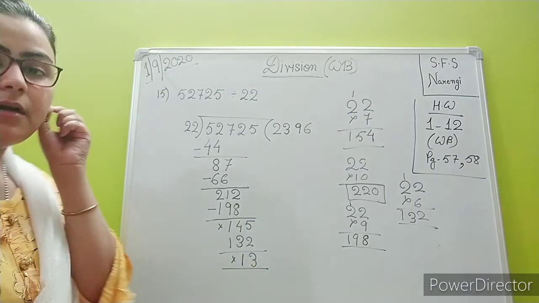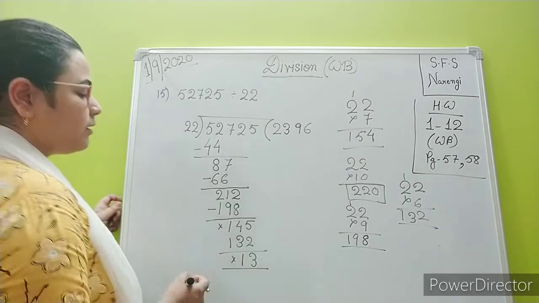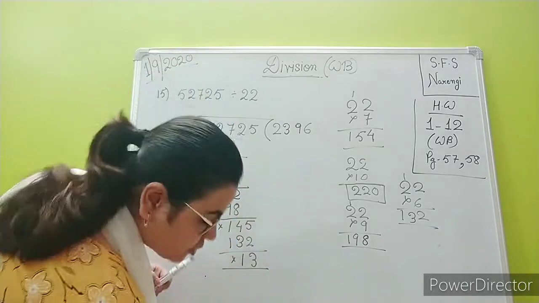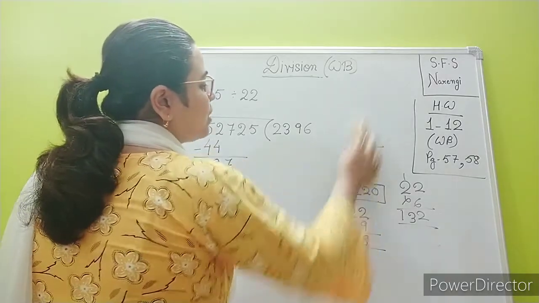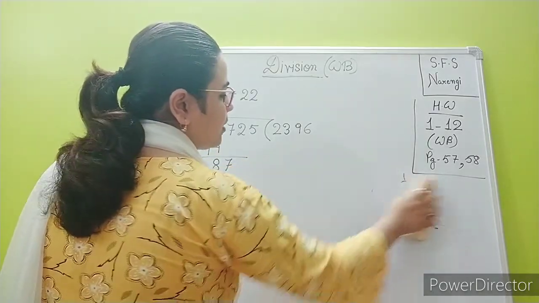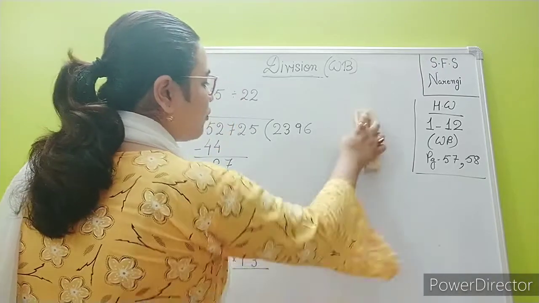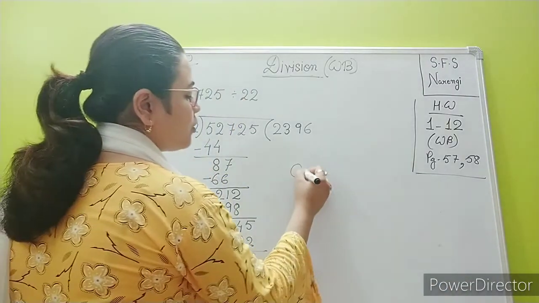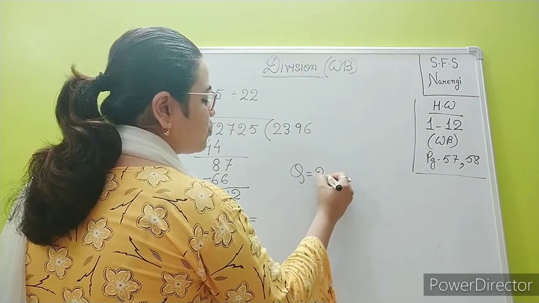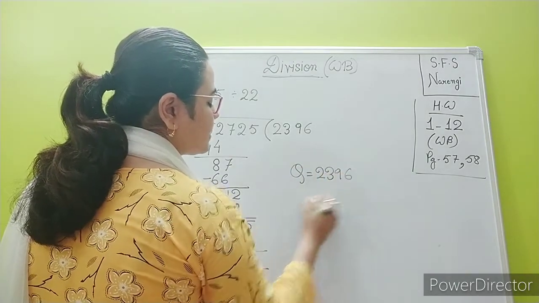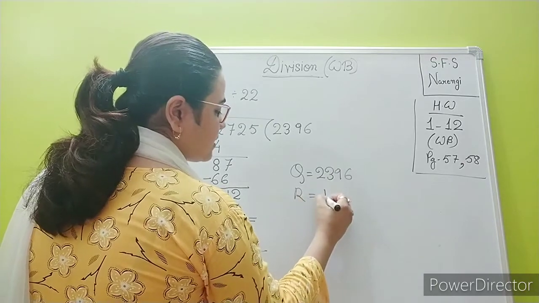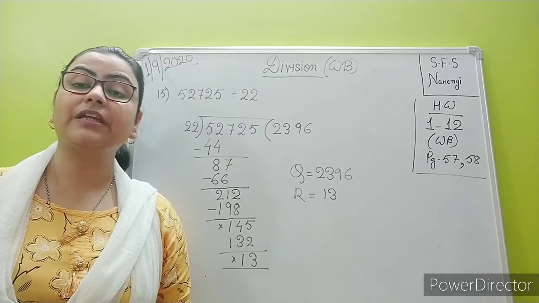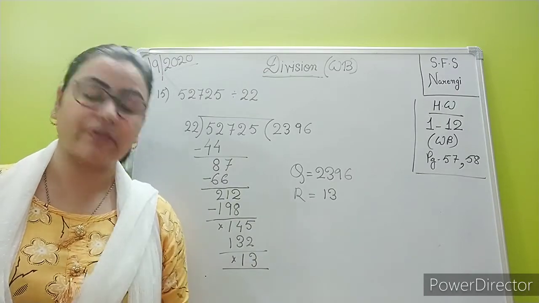So what is the remainder? 13. So in this one we have got, children, please do the rough work, okay? Make sure you do the rough work. Obviously, I will be providing the notes in the Google Classroom. So, what is the question? The quotient is 2396 and our remainder is 13. Now, they have told us that we need to check if our division is correct or not.